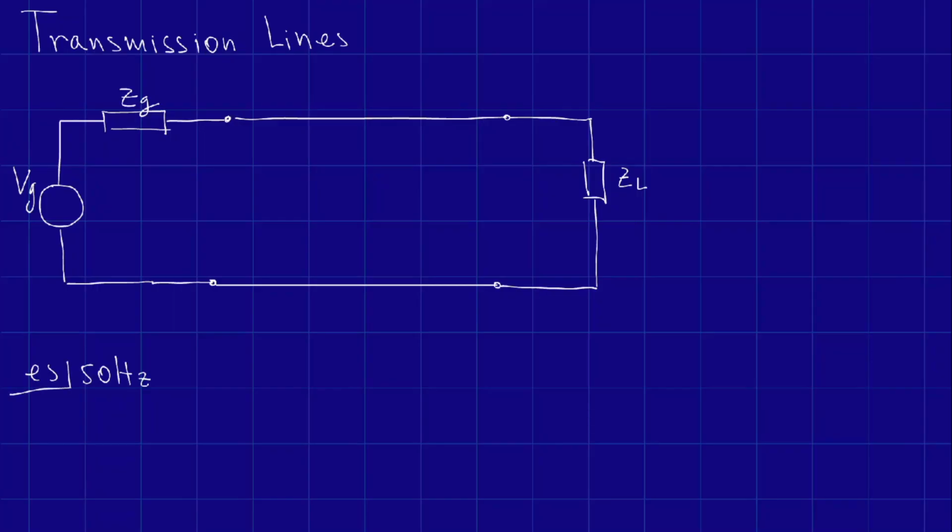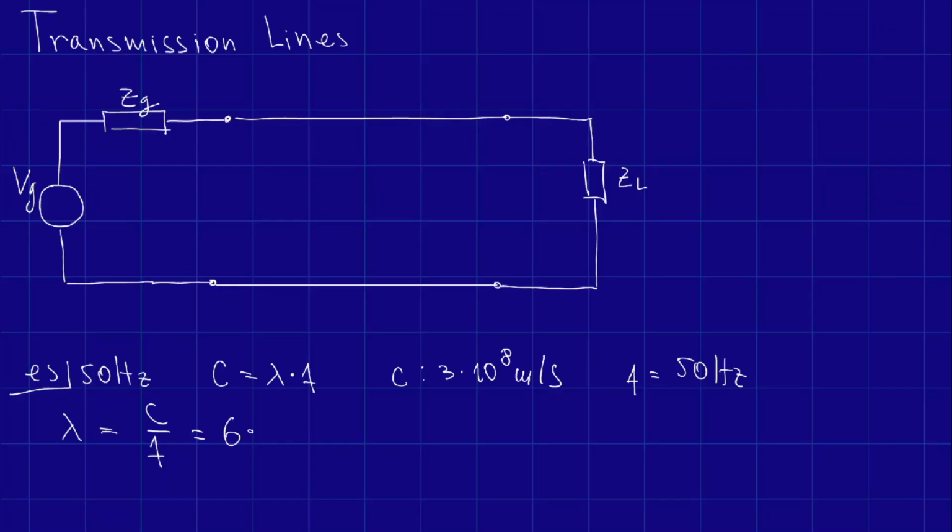Okay, so there's an equation that says that the speed of light is equal to the wavelength multiplied by the frequency. So the speed of light is 3 times 10 to the 8. That's known, and it's always like that. And the frequency in our case is 50 hertz. Now, if we spin this formula around, we will have that the wavelength is equal to C divided by F. And if we plug this into the calculator, we will get that this is equal to 6 million meters. So this is 6 times 10 to the 6 meters.